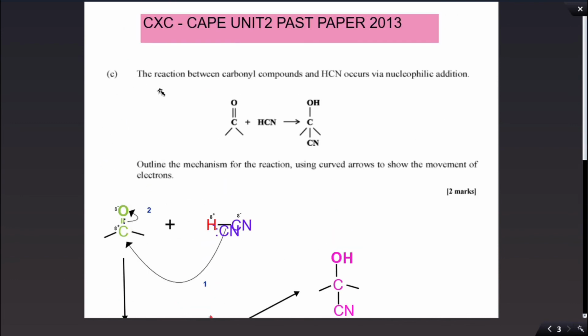Part C: the reaction between carbonyl compounds and hydrogen cyanide occurs via nucleophilic addition. And you can see right here where the nucleophile in the form of the cyano group is added to the carbonyl compound to produce the cyanohydrin. So they want you to outline the mechanism for this reaction, and they also want you to use curved arrows to show the movement of electrons.